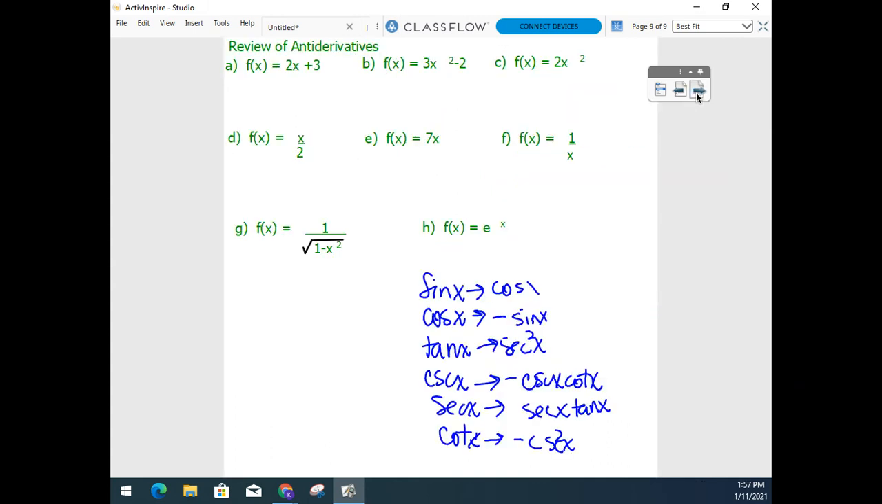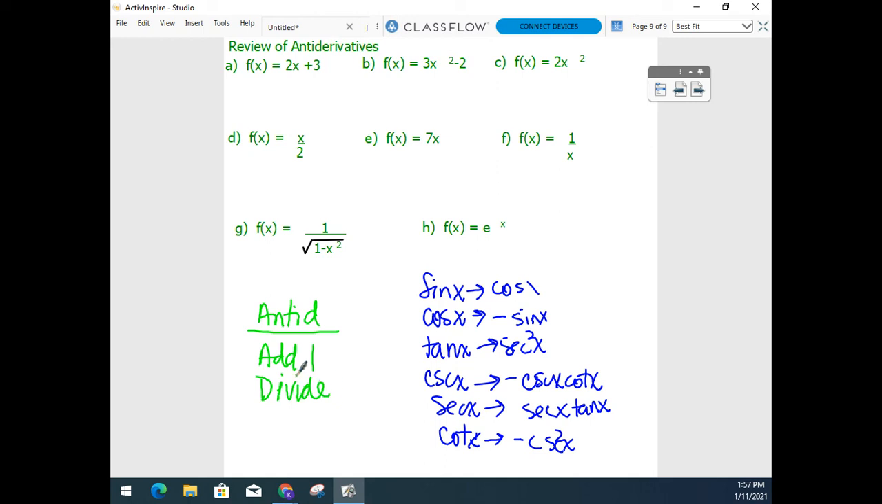All right, the last slide then is just the review of antiderivatives. So let's think about when we were talking about antiderivatives in chapter 5. Just like we're going backwards, we're undoing each other. Your antiderivatives, the process, the power rule goes backwards. Where we normally multiply and subtract 1, we're going to add 1 and divide if we're talking about polynomials.